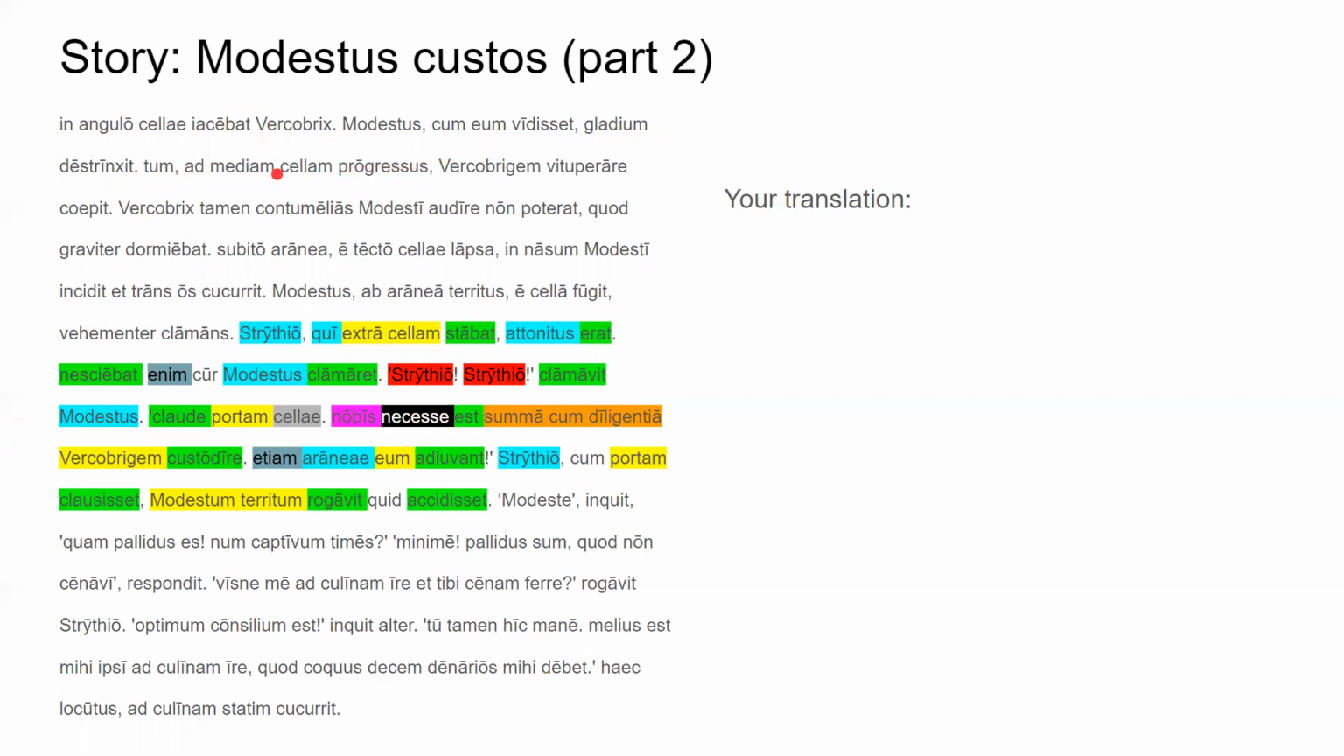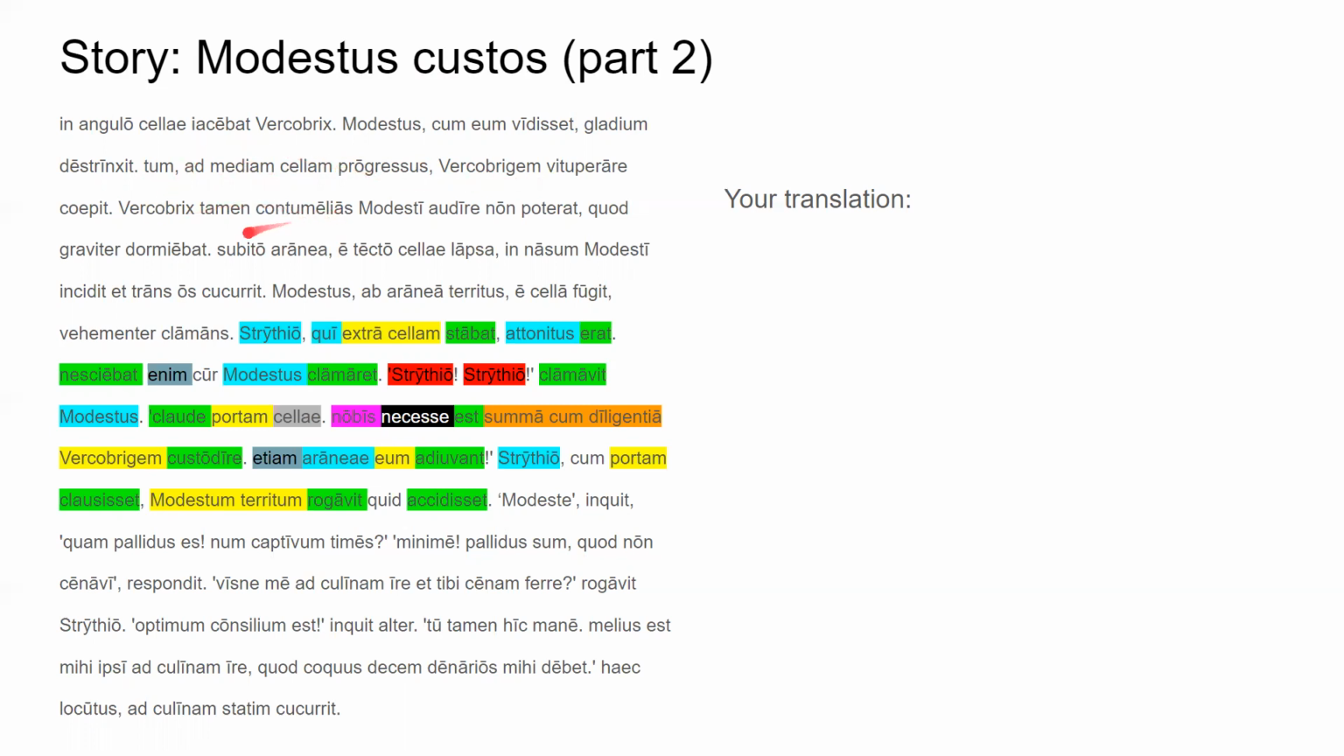Tum, then, ad medium cellam progressus, a participial phrase with a perfect passive participle that's deponent, so therefore it's taking a direct object. So having progressed to the middle of the cell, actually it's not a direct object, it's a prepositional phrase, but it could take a direct object in theory, because it's a deponent verb. Coepit Orcobricem vituperare. So he began to curse Orcobrix. So then, having progressed to the middle of the cell, he began to curse Orcobrix.